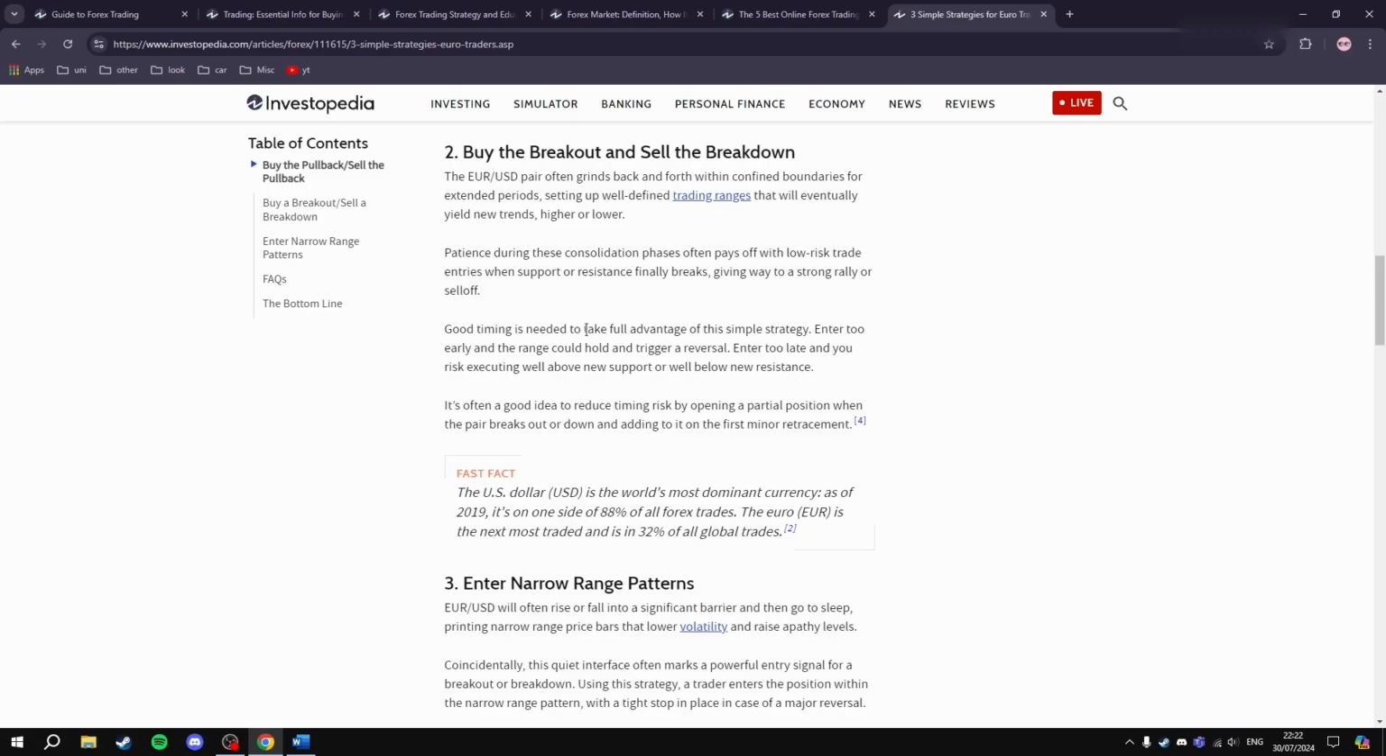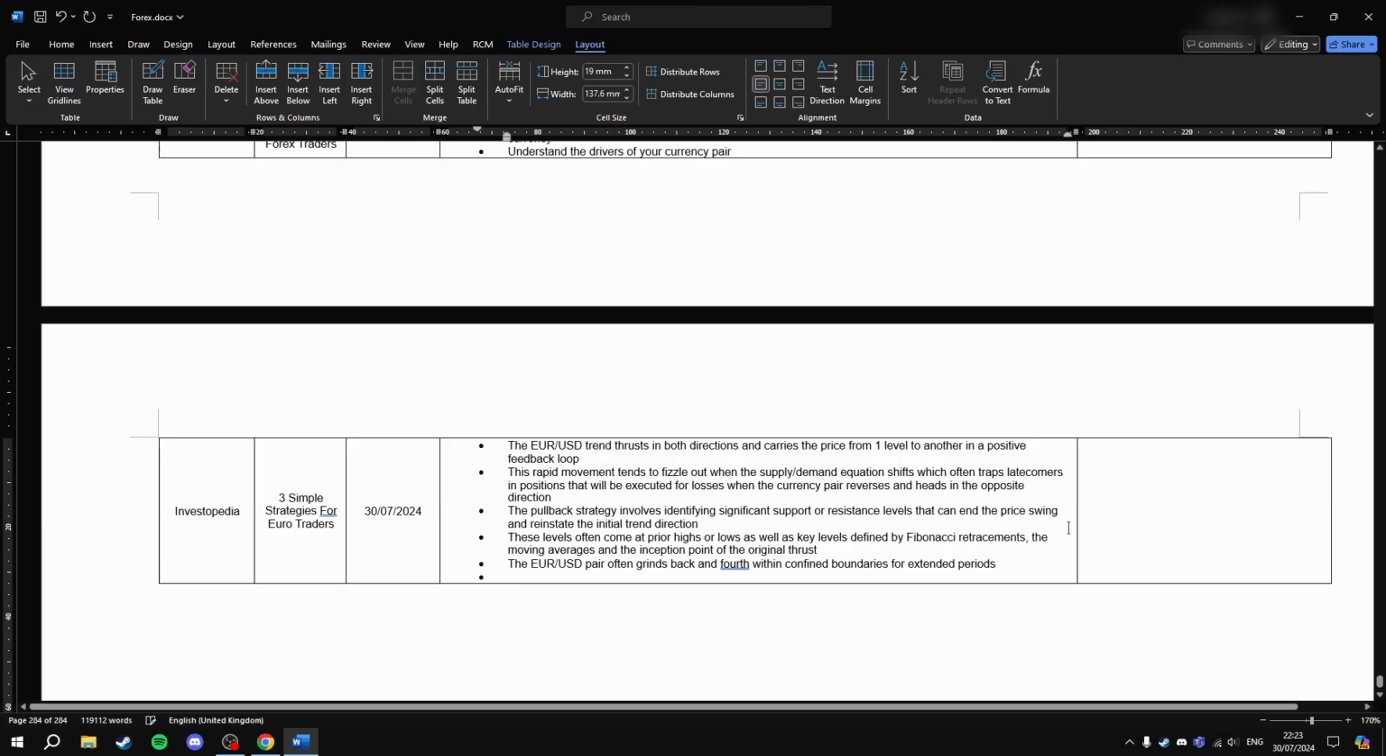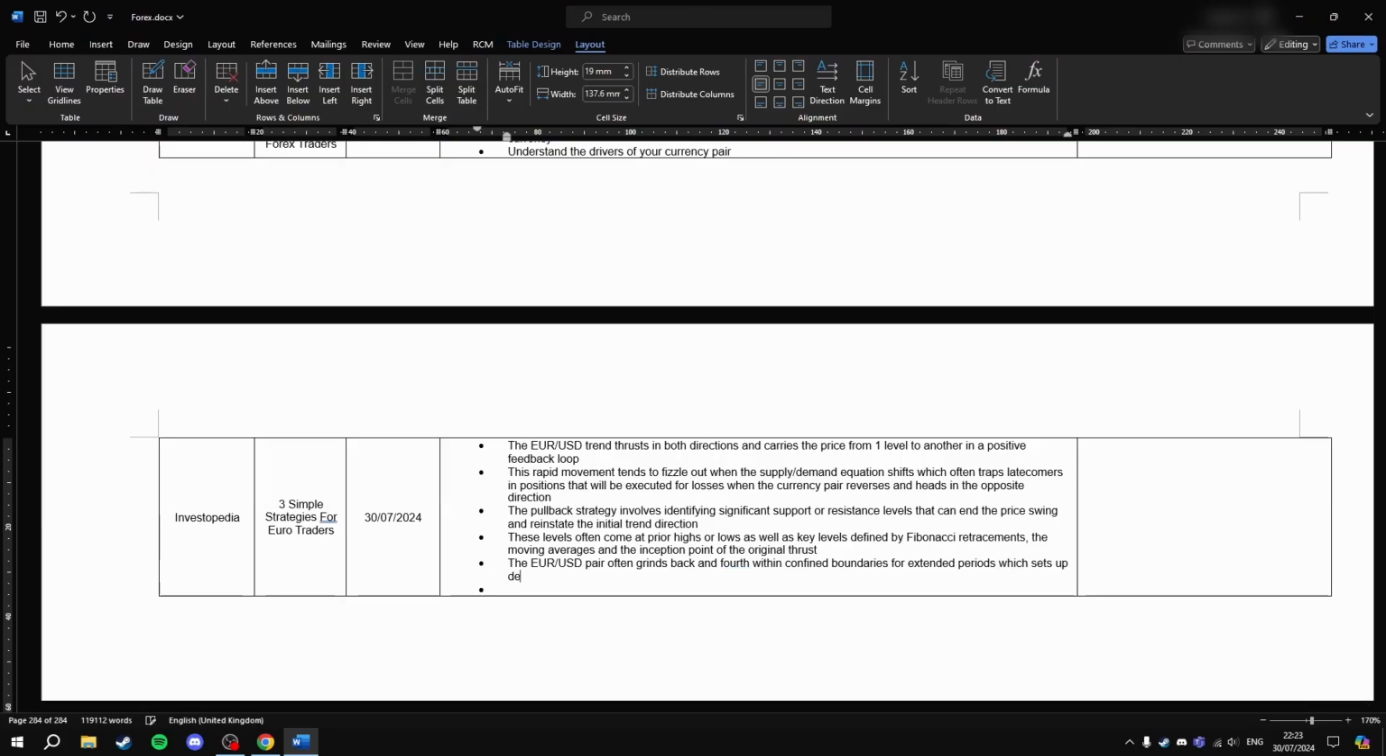Setting up well-defined trading ranges that will eventually yield new trends higher or lower. So does that mean breaking through the trading ranges? So, which sets up defined trading ranges.